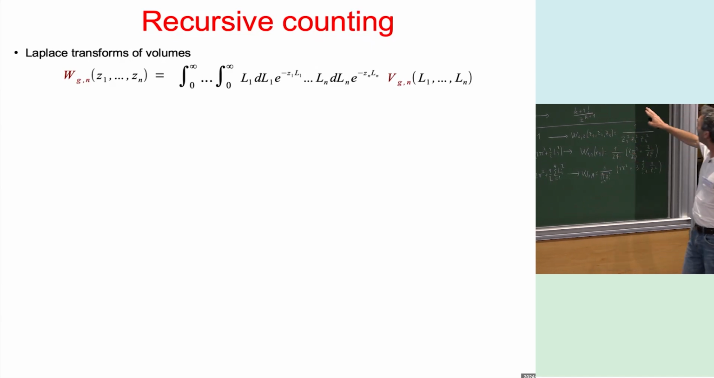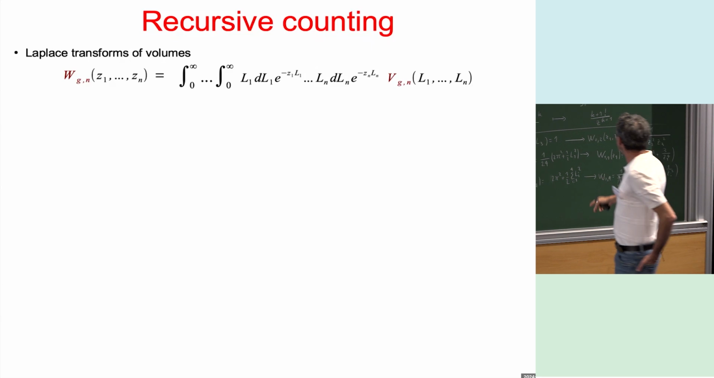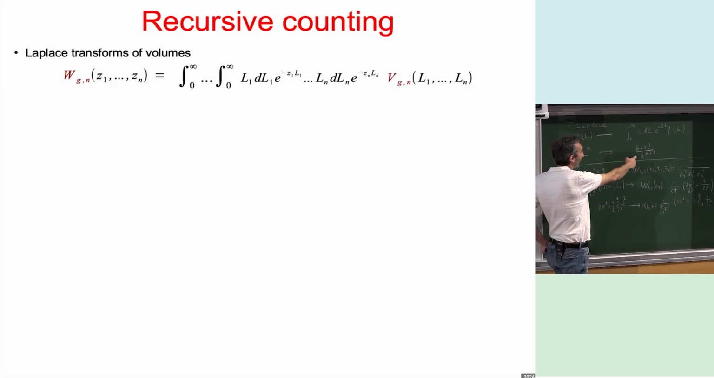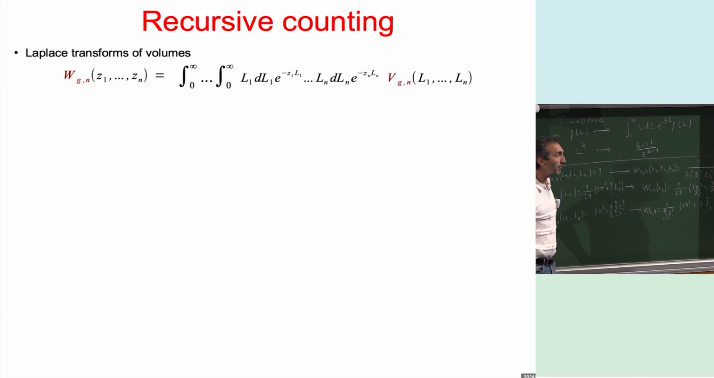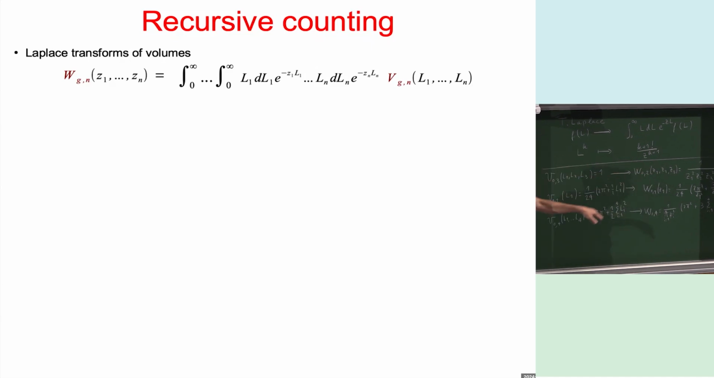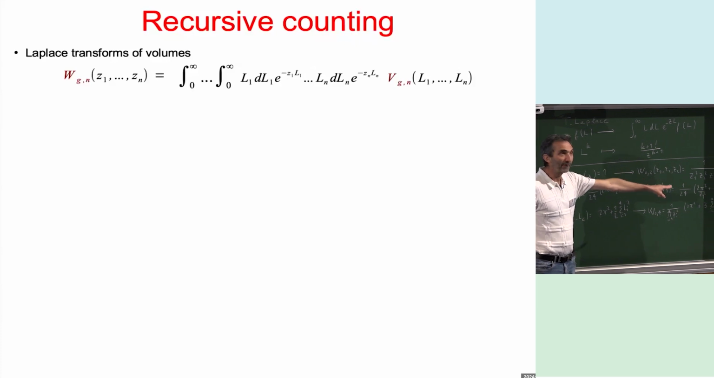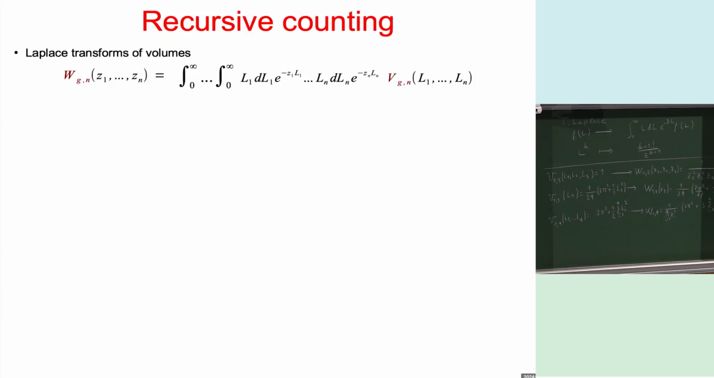Here I've written a small summary. The idea is that whenever you have L to the k in this Laplace transform, it becomes k factorial over z to the k plus 1. So it's very easy to see what V_{0,3}, V_{1,1}, and so on become. Since they are polynomials in the l_i squares, on the right-hand side you get polynomials in the 1 over z_i squares. And the question is, can you compute these?